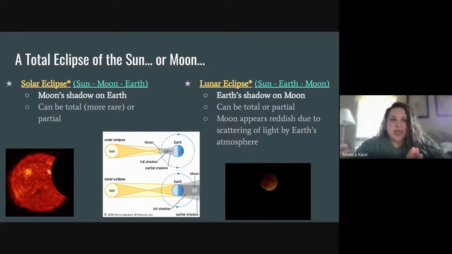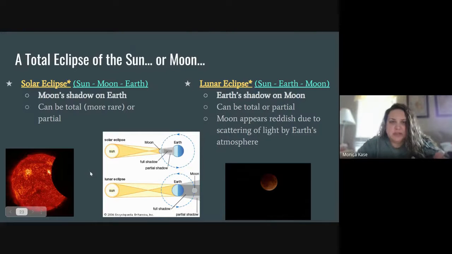All right, and then we have eclipses. So we have solar eclipse and the lunar eclipse. You know the difference between these two. We've got the solar, where the sun, then the moon, and then the earth. And this is where the moon's shadow is on the earth. So this can be either a total solar eclipse, which is more rare, or a partial eclipse.